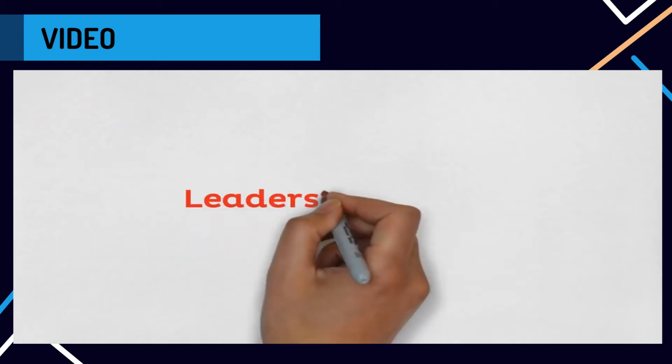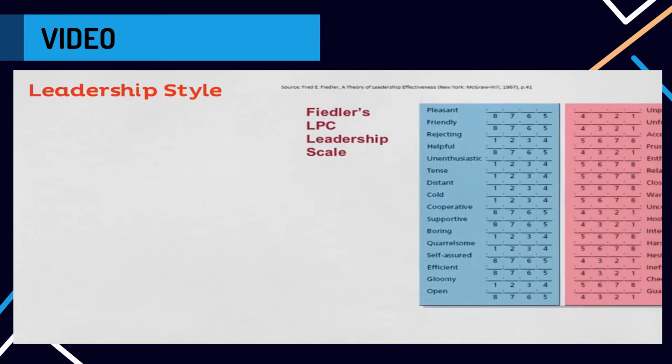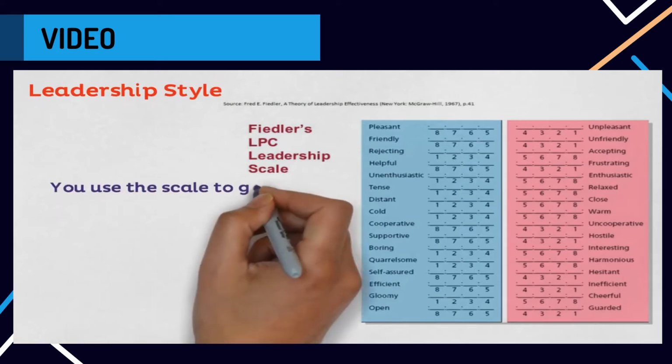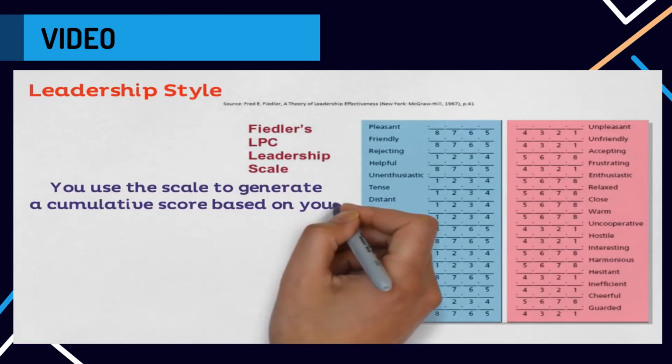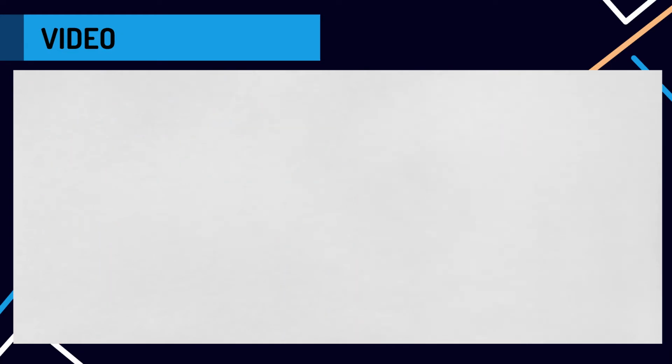Identifying leadership style is the first step in using this model. Fiedler believed that the leadership style is fixed, and it can be measured using a scale he developed called Least Preferred Coworker Scale, otherwise known as LPC scale. You use the scale to generate a cumulative score based on your perception of your coworkers' characteristics, traits, and attitudes.